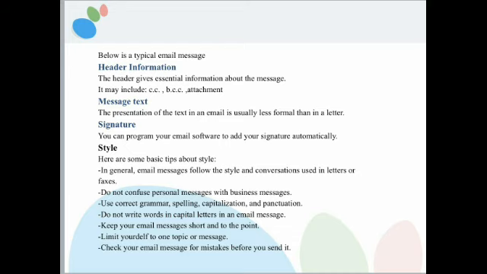In general, email messages follow the style and conventions used in letters or fax. Do not confuse personal messages with business messages. Use correct grammar, spelling, capitalization, and punctuation. Do not write words in capital letters in an email message. Keep your email message short and to the point. Limit yourself to one topic or message. Check your email message for mistakes before you send it.